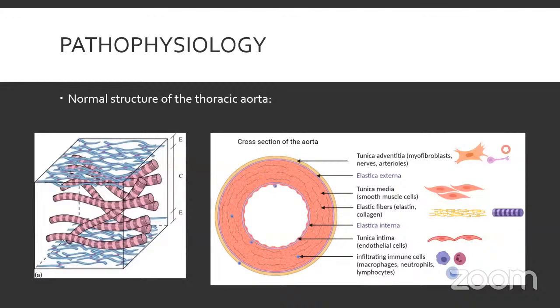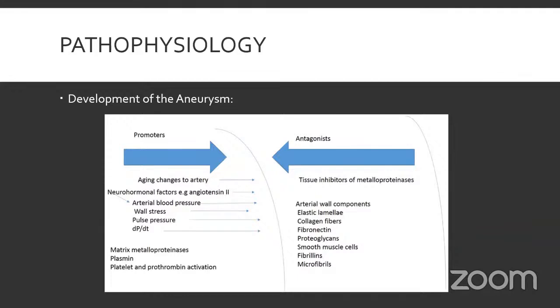Now, all of this is very tightly regulated by many mechanisms within the body. A useful frame to have in mind, especially for the thoracic aorta, is the idea of promoters and antagonists for development of aortic aneurysm. Now, this frame works for degenerative causes of aortic aneurysm. Those are the main causes of thoracic aortic aneurysm.